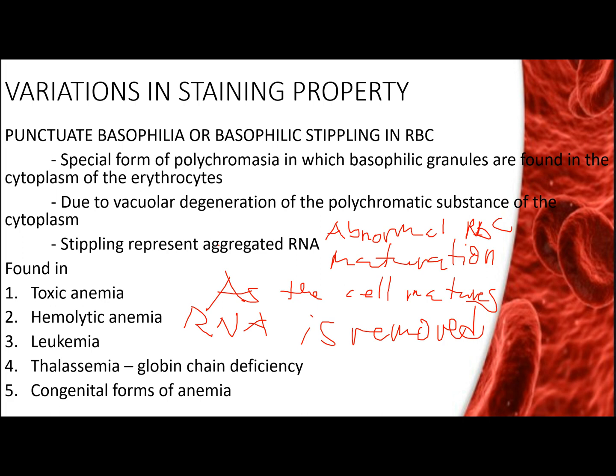And if you still remember the rule, as the cell would mature, RNA is removed. Now, due to the abnormal RBC maturation, some RNA is retained in the cytoplasm, leading to the formation of these so-called basophilic granules. Now, basophilic stippling or your punctuate basophilia is found in toxic anemia, hemolytic anemia, leukemia, thalassemia or your globin chain deficiency, and congenital forms of anemia. So please copy.